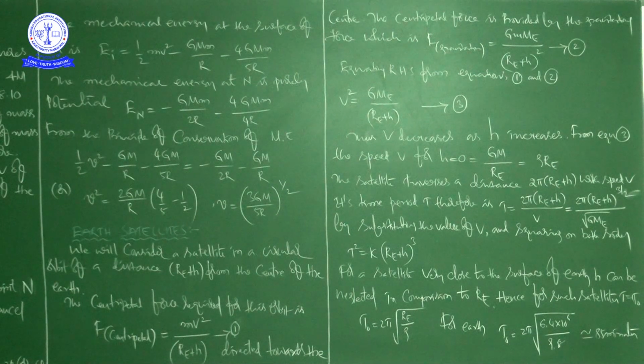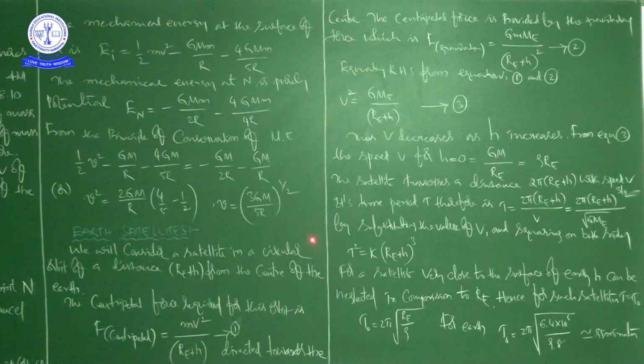We will consider a satellite in a circular orbit at a distance R_E plus h from the center of the Earth. Suppose this is the Earth, and this is the center of the Earth, and the satellite is revolving at a certain height from the surface of the Earth. So, we consider a satellite in a circular orbit at a distance R_E plus h from the center of the Earth.